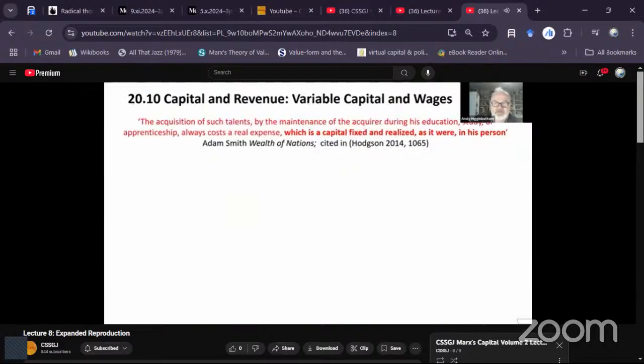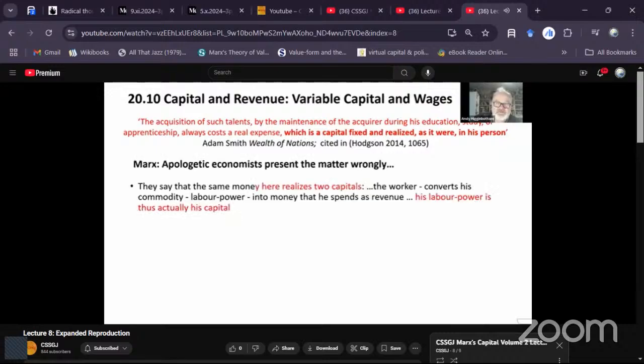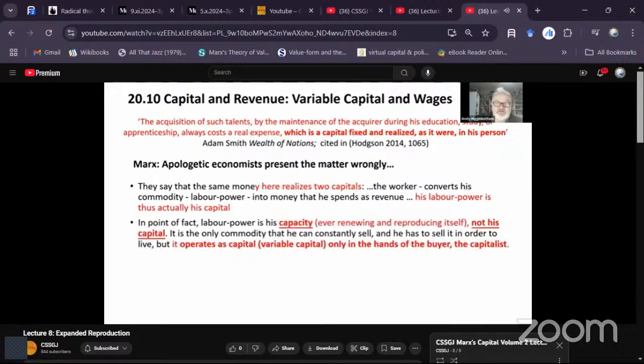The other thing that we looked at was this question of capital and revenue. This was a very interesting discussion, actually, and I think it's worth going back to. Adam Smith is quoted by Hodgson. I don't think this quote is actually in Marx, but the influence of Smith is there because Marx writes about apologetic economists. He's basically critiquing the idea that labour power is a form of capital, which is what Smith says in Wealth of Nations. So it's wrong to say that money realizes two capitals, right?